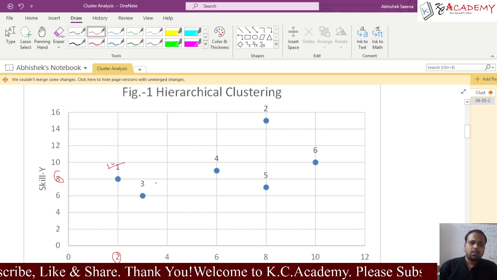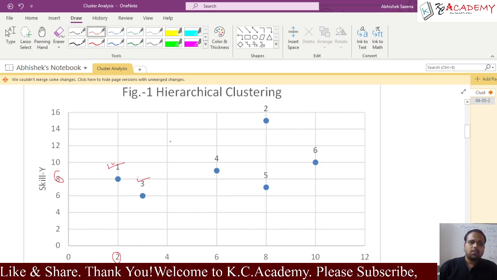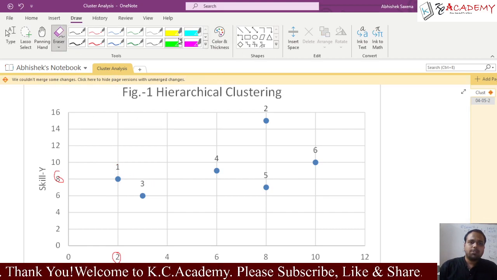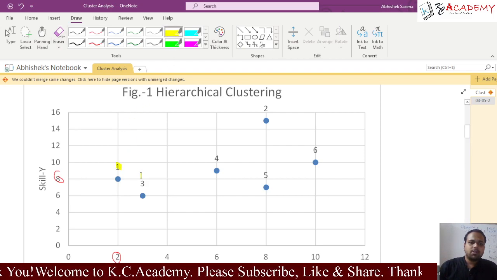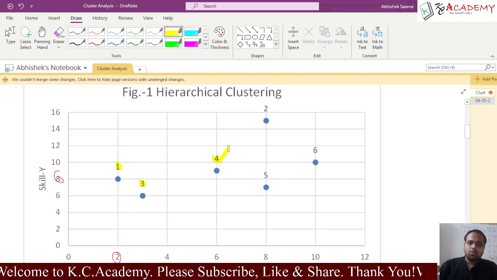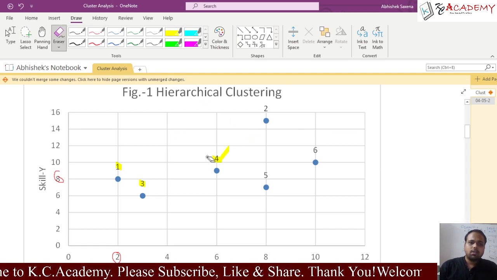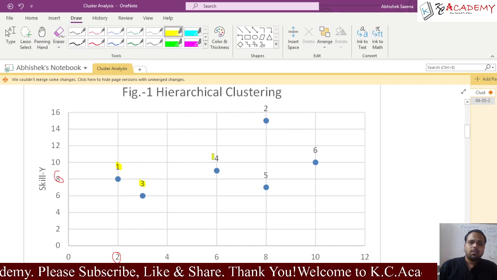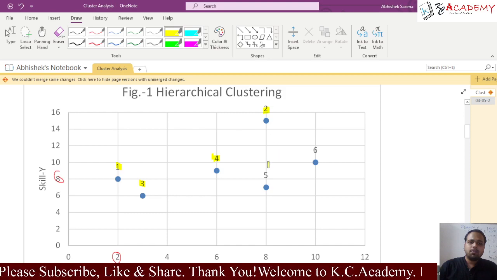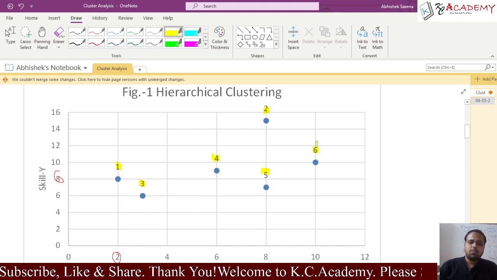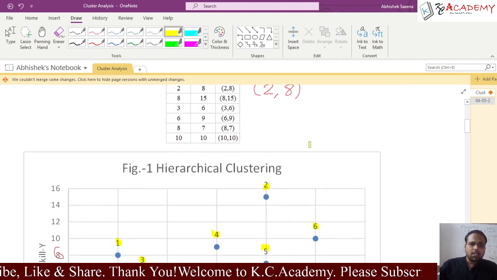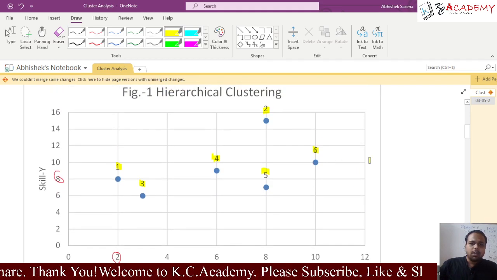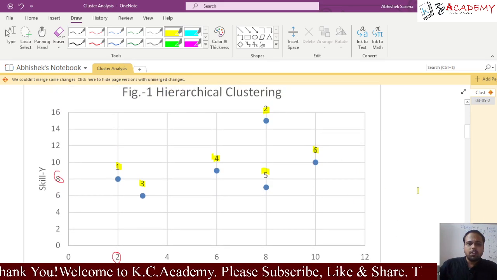This is the first one, this is the third point, the fourth point, this is the second point, this is the fifth point, the sixth point. So these are the 6 total points. We have data of 6 points, and I had already made them, so you can plot these 6 points in your notebook or on graph paper.